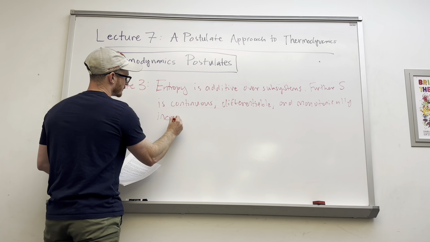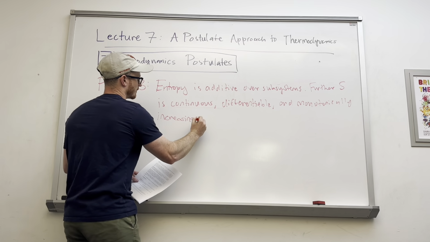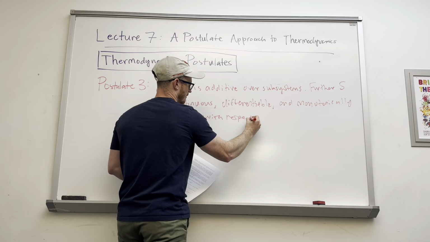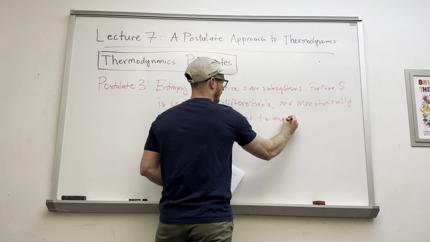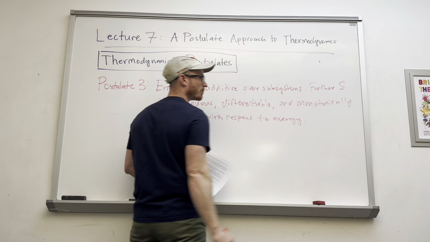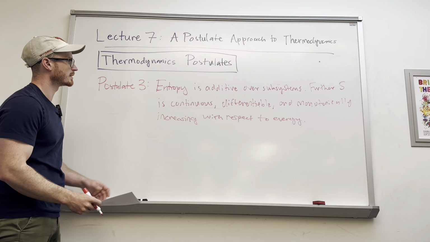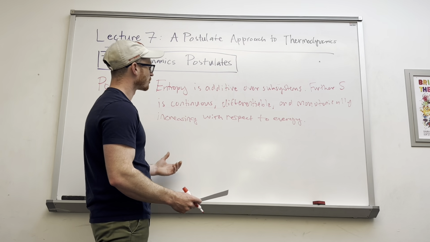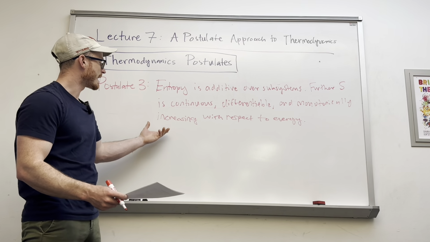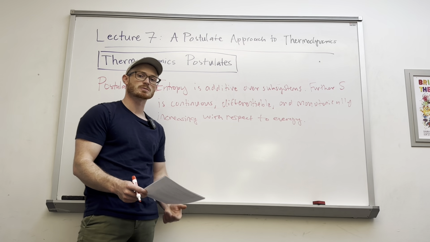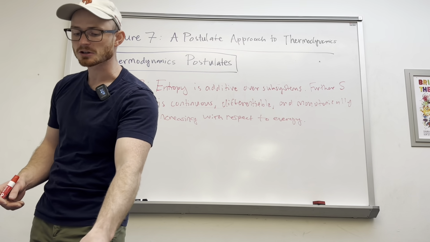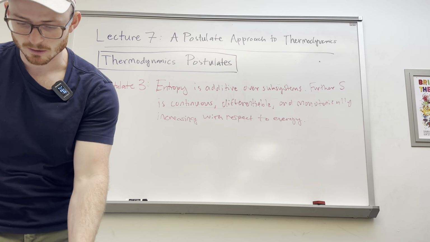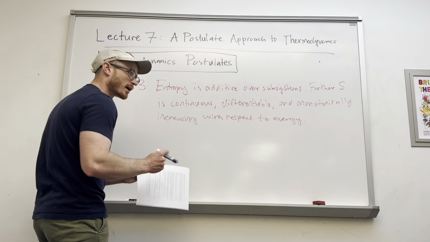With respect to energy. Now this leads to a bunch of corollaries, right? So we're assuming that entropy is additive. This means it's an extensive quantity. Furthermore, if S is continuous, differentiable, and a monotonically increasing function with respect to energy, then we actually have a lot of properties that are going to fall out of this. And I'm not going to derive all of them, but here I'll write down a few.